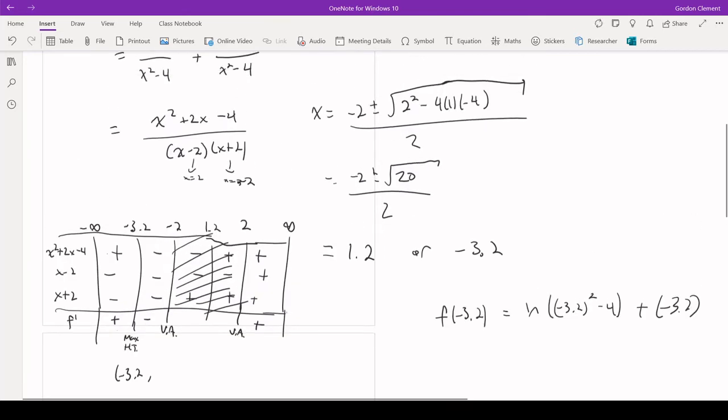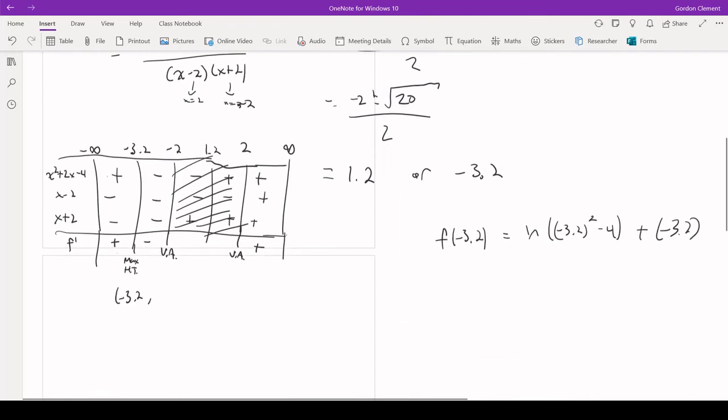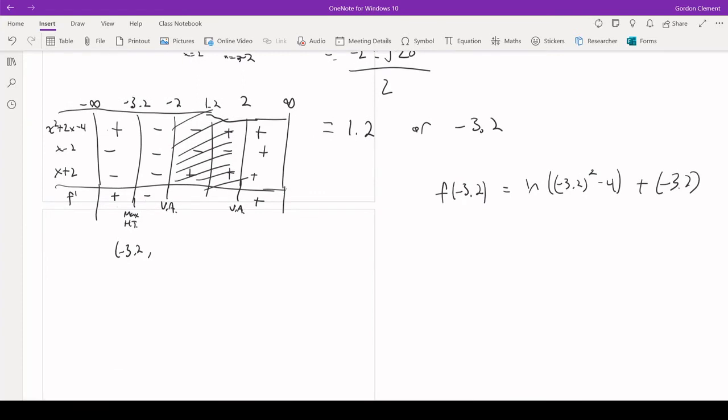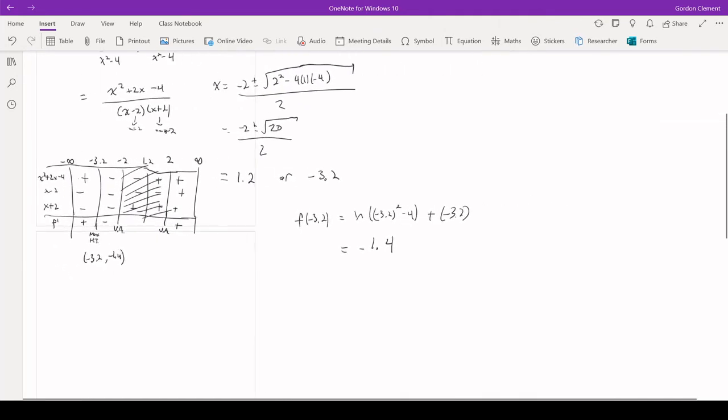I think it was plus x, right? Yeah. So I believe I get a grand total of negative 1.37. We'll call it negative 1.4 once we do all that. So there's our maximum point. And then 2 vertical asymptotes, and that's all we get from the first derivative.